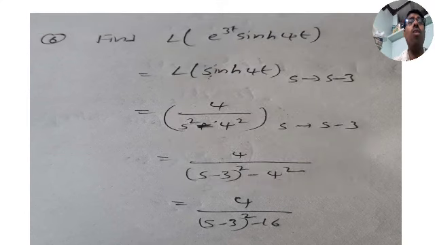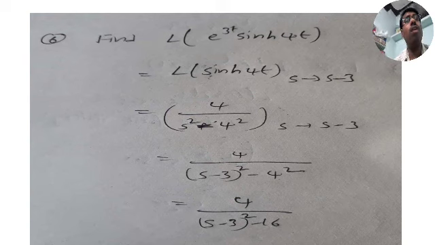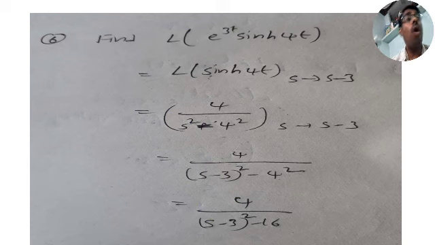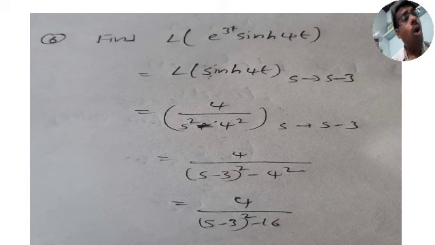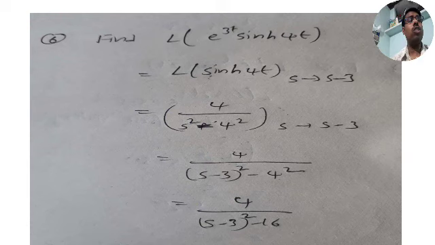So L of e power 3t into sinh 4t. So we are coming across all the standard formulas you see in the problems: L of t power n we got, L of cos at we got, L of sin at we got, L of sinh 4t you are getting. So all types of problems, all standard formulas we are using here. So we have to remember all formulas, and read the properties, then only go for the problems. So this is the sixth problem we covered.